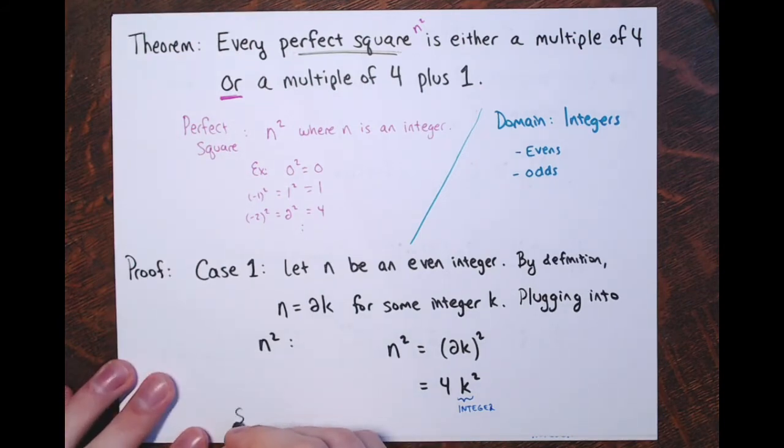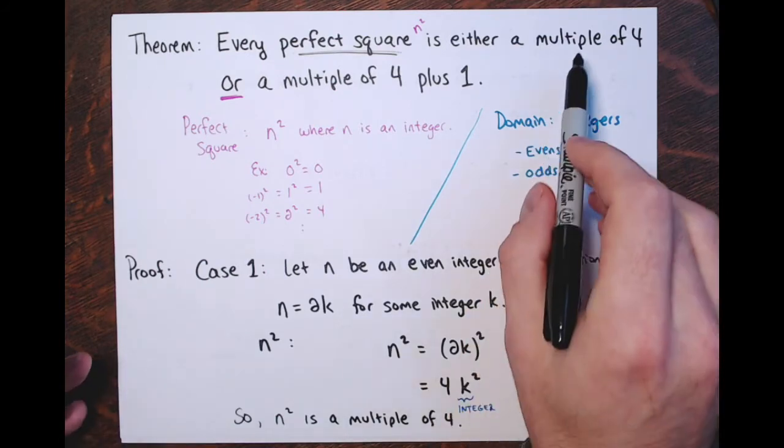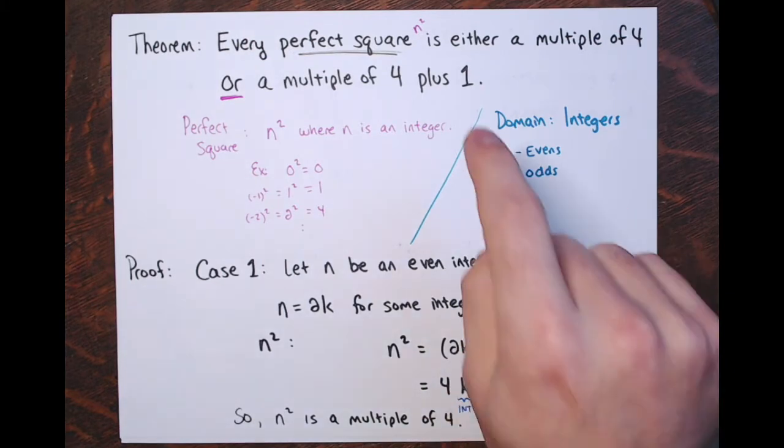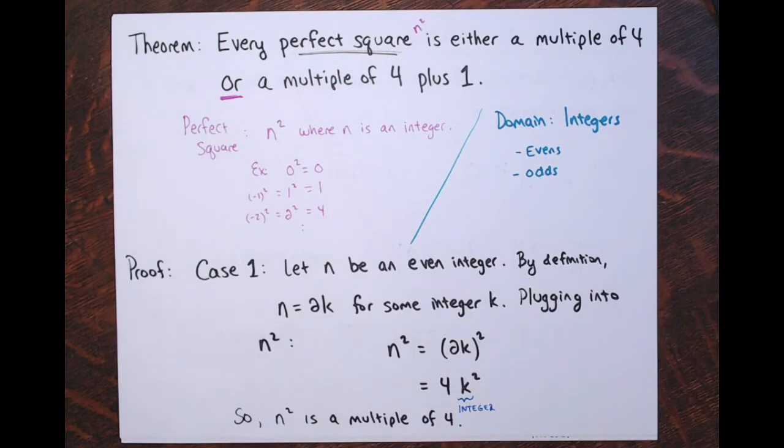All right, so in case 1 here, when I'm looking at the squares of even integers, we have n squared is a multiple of 4. Let's see, 4 times k squared. So it's definitely a multiple of 4 or a multiple of 4 plus 1. Remember, to satisfy an or statement, you have to satisfy just one of the statements. So I've proven that this statement is true for even numbers that are being squared, perfect squares where the number being squared is even.